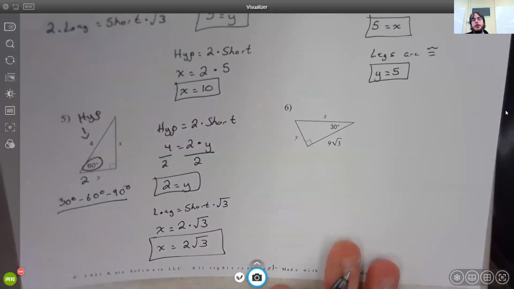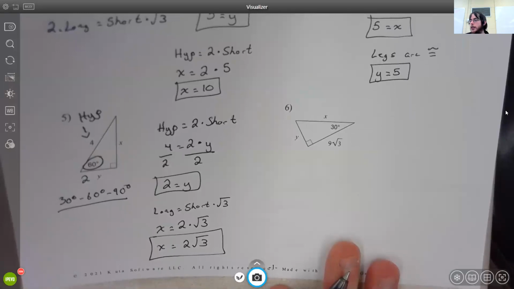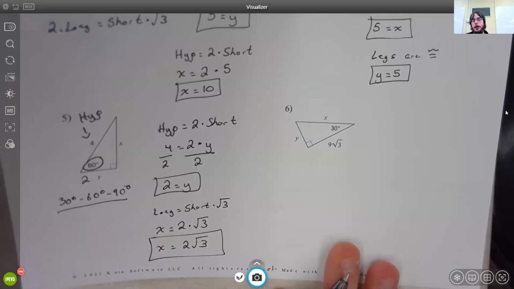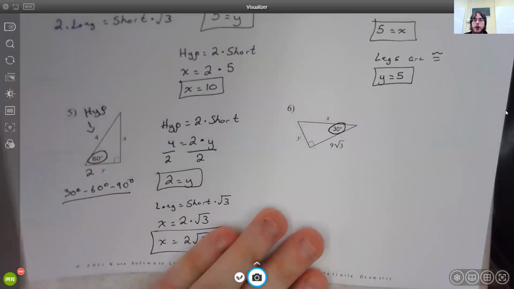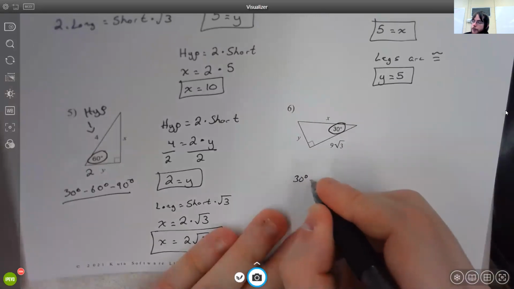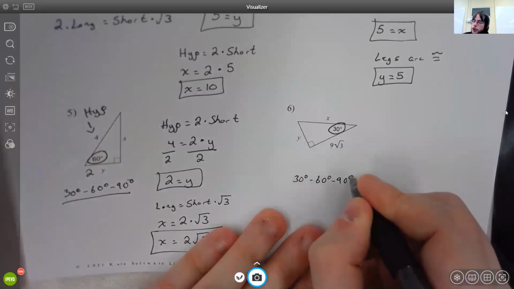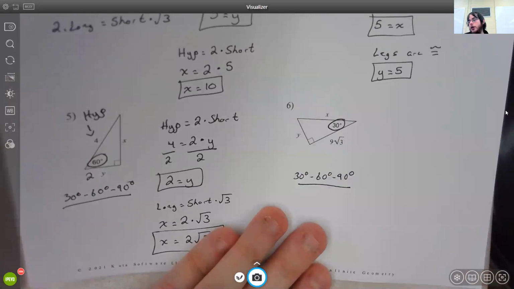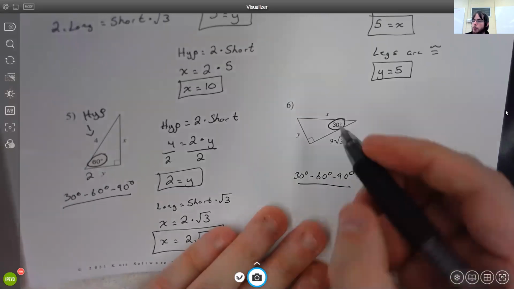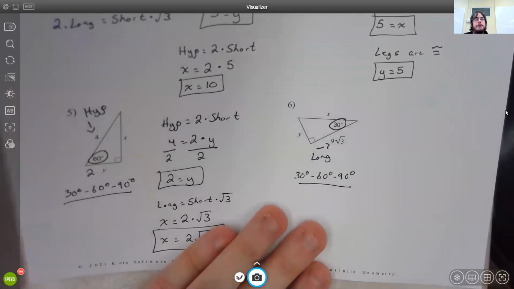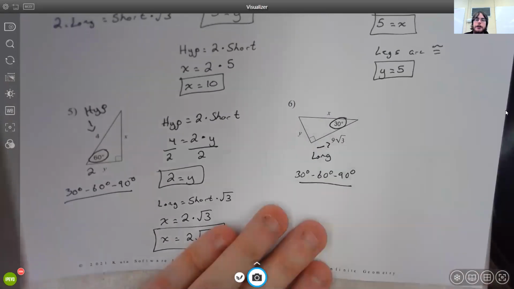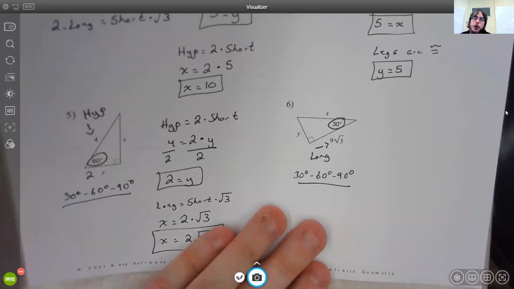All right, number 6. Number 6, what type of special right triangle are you dealing with? Well, you see that you're dealing with a 30-degree angle there. So you are dealing with a 30, 60, 90 triangle. Now you need your short leg first. So do you have your short leg in this one, or are you given a different side? Well, you should see that your 9√3 would be your long leg. So we still need to find what y is to find our short leg.